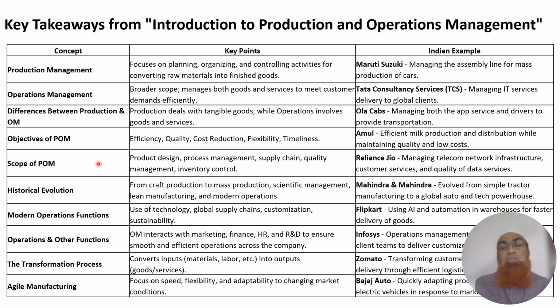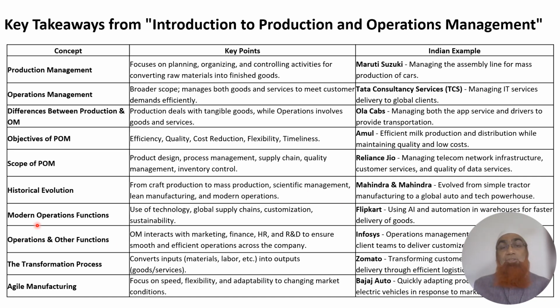Then what is the scope of production and operations management, POM? Product design, process management, supply chain, quality management, and inventory control. So we can take various examples, not only Reliance Jio, but various others. Historical evolution from craft production to mass production, and scientific management leading to modern manufacturing operations. Example of Mahindra: initially, they were only involved in manufacturing tractors, which were used in agriculture. But based on the global need, they have upgraded their technology, and now they are a global auto and tech powerhouse.